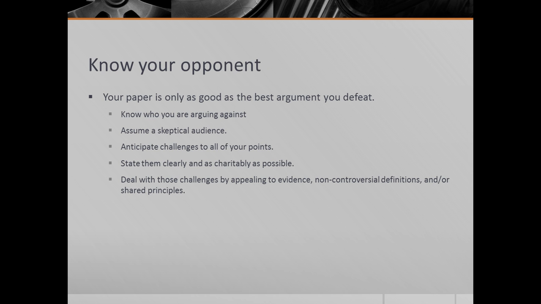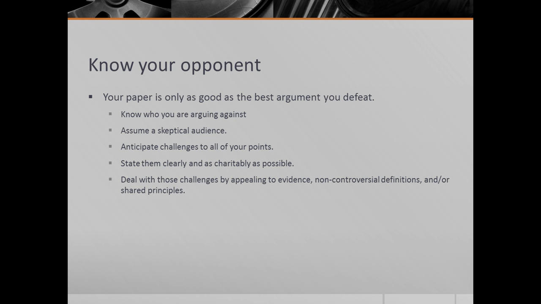So, know your opponent. I often say this, your paper is only as good as the best argument you defeat. In order to defeat these arguments, though, you need to know who you're arguing against. So if there are authors that we've read that have opinions different from yours and have reasons for those opinions, you need to identify them. Now, I'm not going to hold you responsible for people we haven't read, but at least for the people we have read, if there's someone out there that we've read and who is likely to disagree with you, it seems to me that not bringing him up might be a bit of a problem.